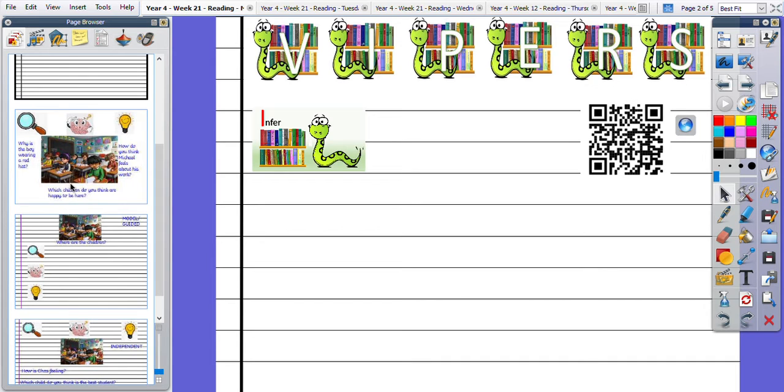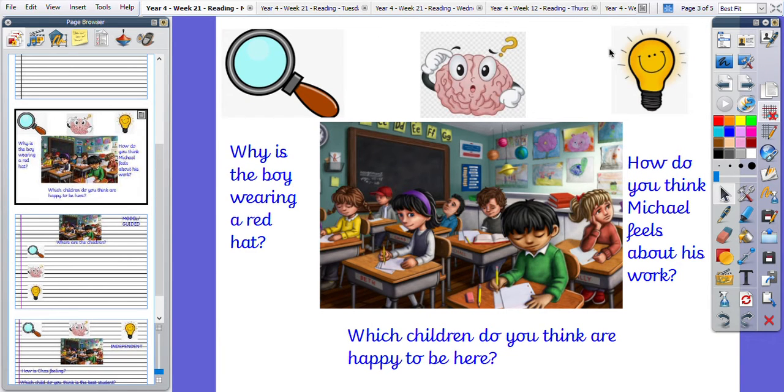Okay then, so you should have now lots of ideas about inference and how inference works. So we've got our pictures at the top, the idea of you looking for clues, using what we already know and making this into an idea. So I've got some questions here for you to think about. Why is the boy wearing a red hat? Which children do you think are happy to be here? And how do you think Michael feels about his work?